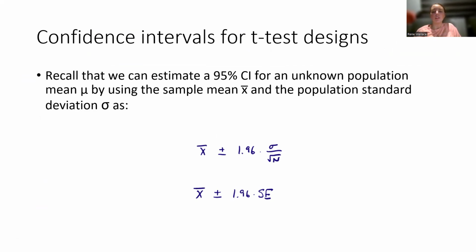All right. So what about confidence intervals for t-test designs? Remember that we can estimate a 95% confidence interval for an unknown population mean, which we call mu, by using the sample mean and the population standard deviation, right? We had x bar plus or minus 1.96 times the standard deviation divided by the square root of n. X bar plus or minus 1.96 times standard error, right? So we did that.